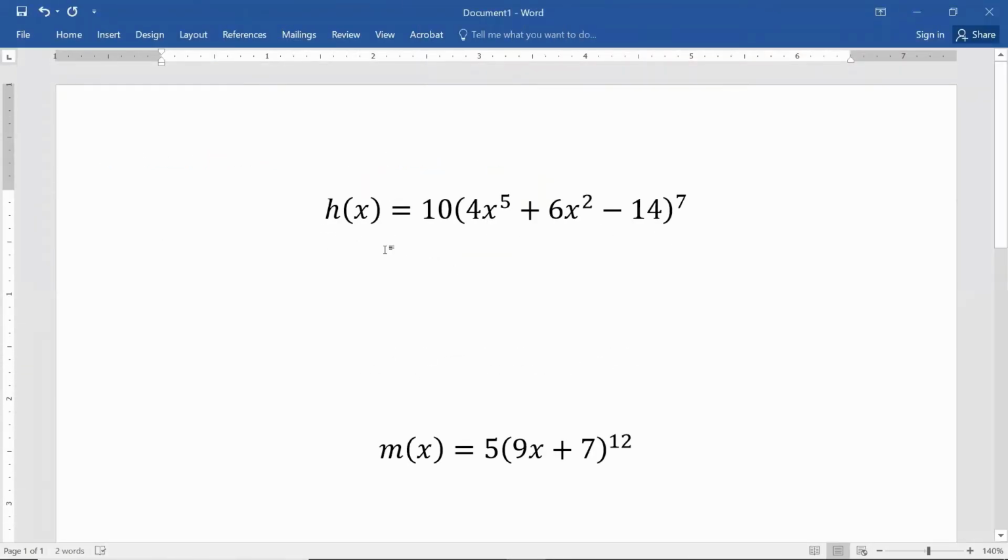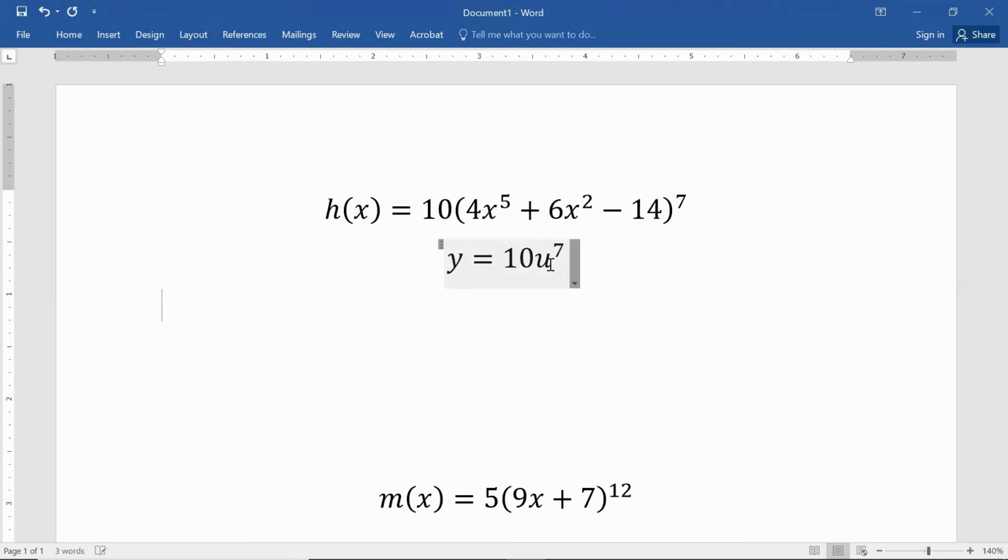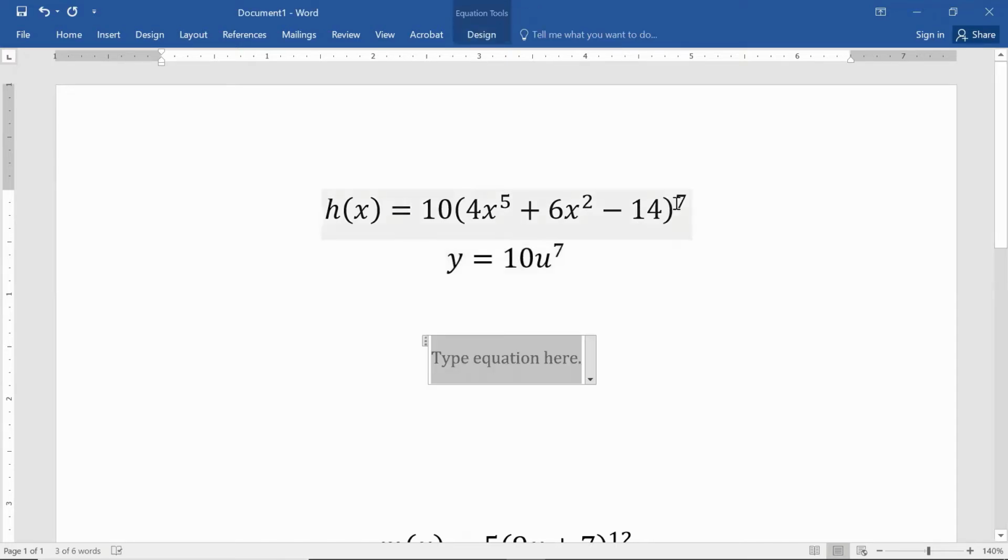On the first function, h of x is equal to 10 times the quantity 4x to the fifth plus 6x squared minus 14, and that quantity is raised to the 7th power. The way you should think about this is 10 times something to the 7th power. And so when you take the derivative, you're going to take the derivative of that something to the 7th power.